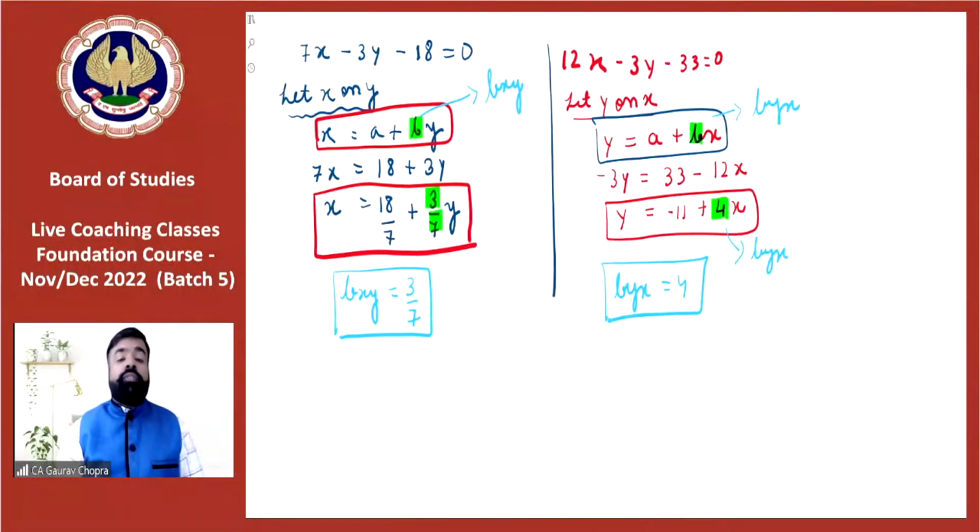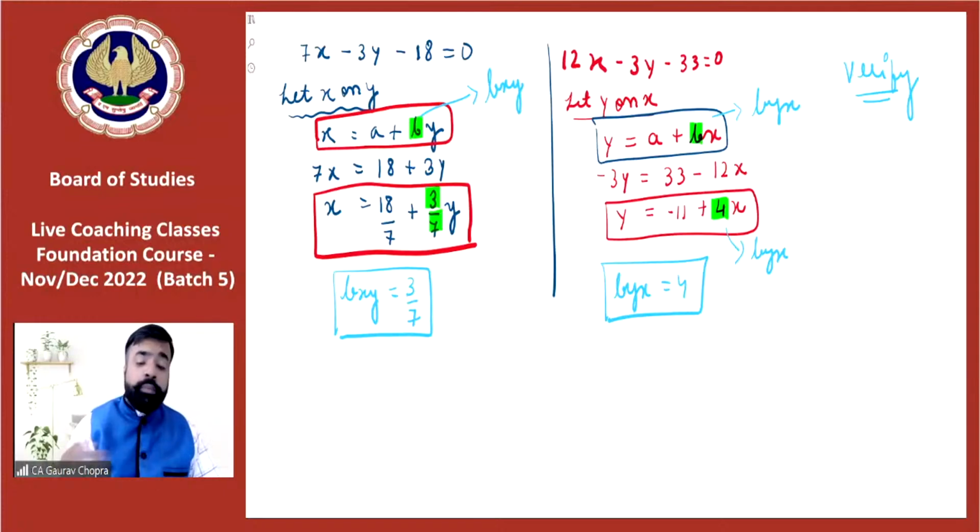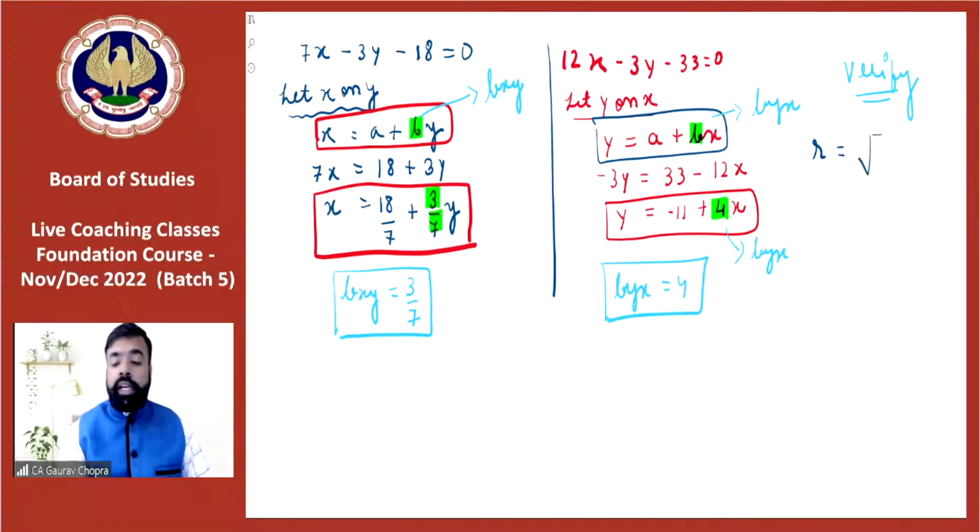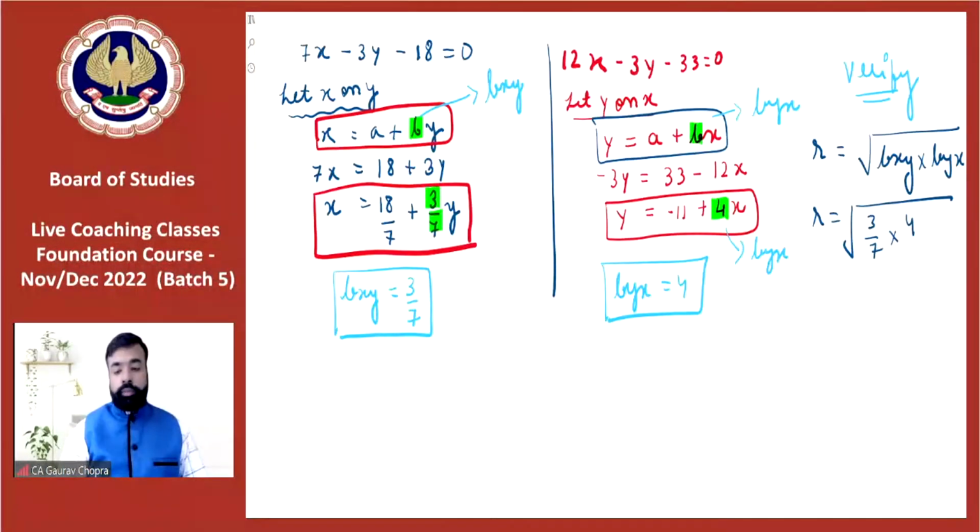Now it's time to verify whether our assumption is correct or not. So how to verify? We can simply find the regression coefficient. How to calculate R? We had done the geometric mean of bxy and byx. So R is equal to root of 3 by 7 into 4. Now clearly we can see that R is root of 12 by 7, that means the value is more than 1.